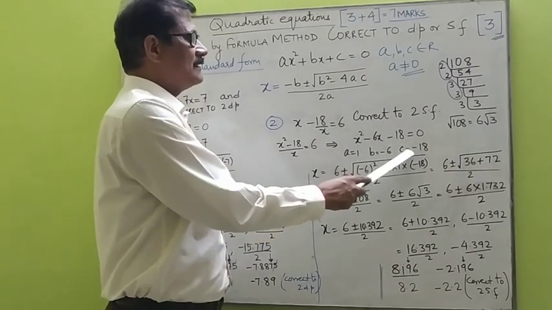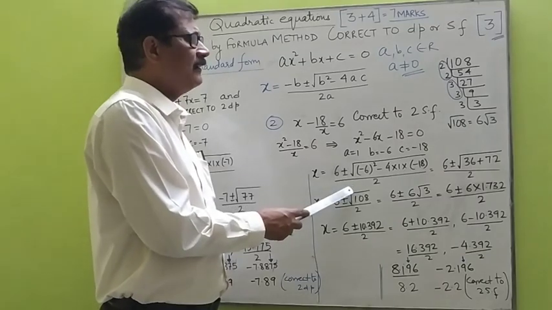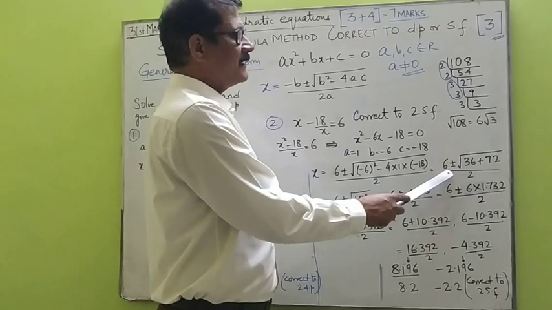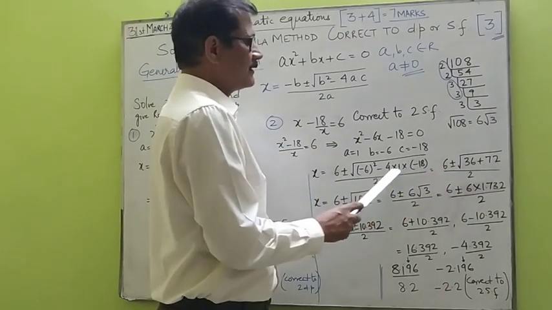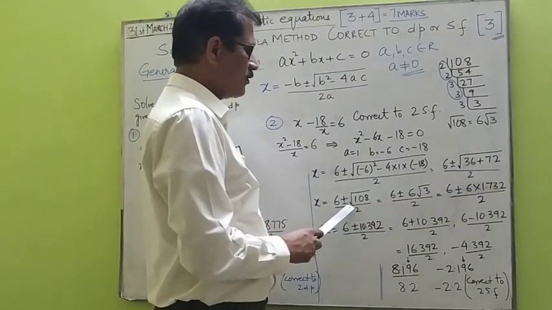Identify the values of a, b, c, substitute the values of a, b, c correctly in the correct formula, and when you substitute the values, we get the expression 6 plus minus under root of 36 plus 72. This again, minus into minus becomes plus. So plus 72, it becomes under root of 108.